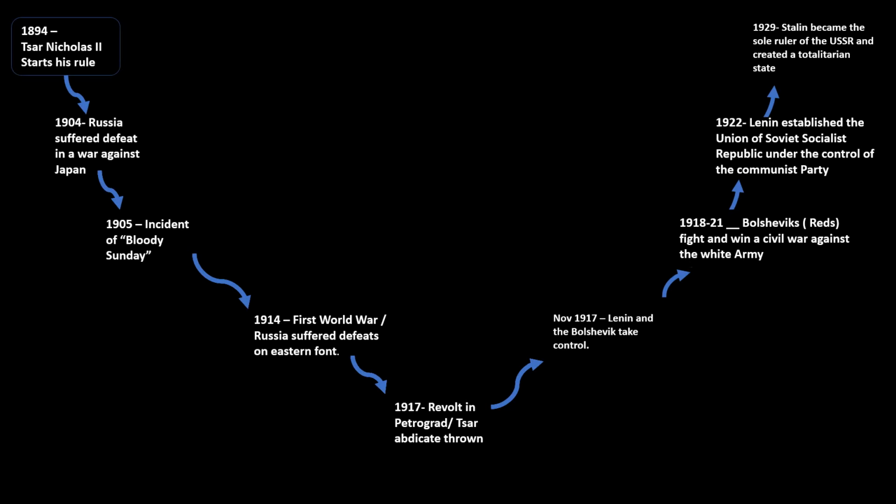From 1918 to 21, the Bolsheviks and the others in Russia started fighting among themselves, which is called a civil war. In 1922, Lenin established the Union of Soviet Socialist Republics under the control of the Communist Party. In 1929, Stalin became the sole ruler of the USSR and created a totalitarian state. These are some of the major events in the history of Russia.